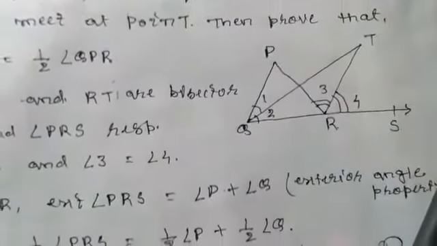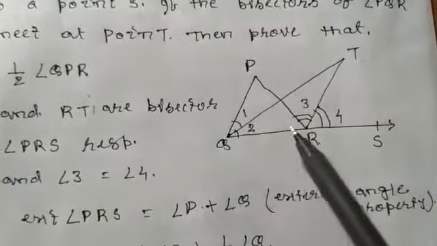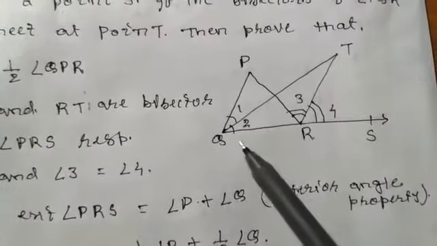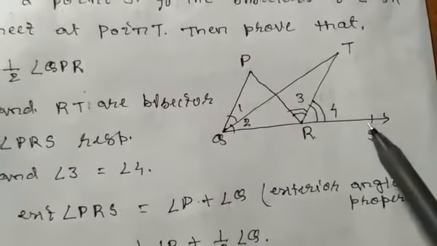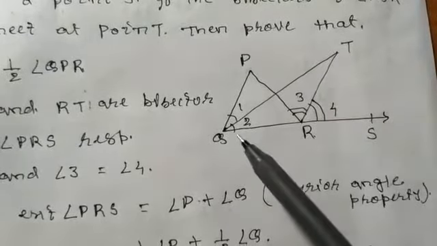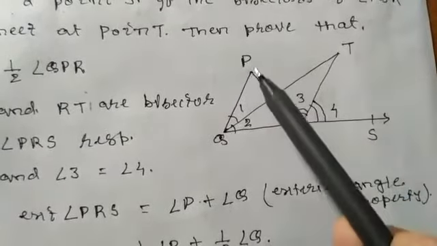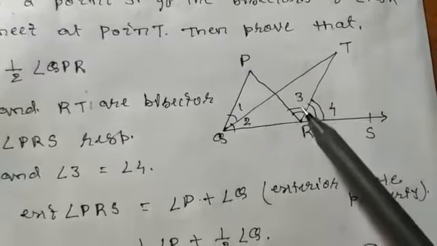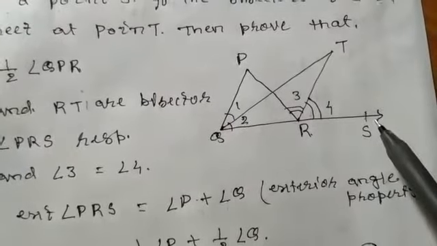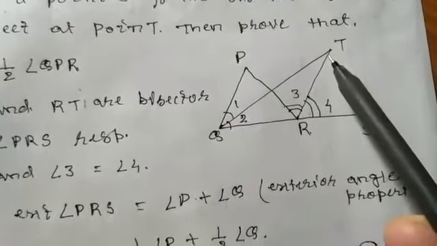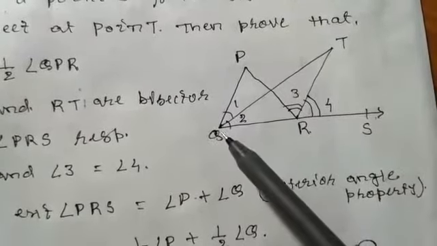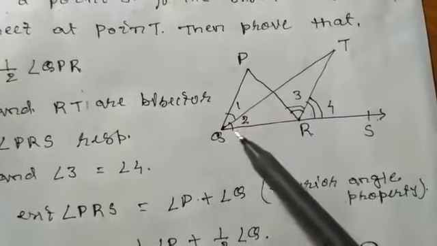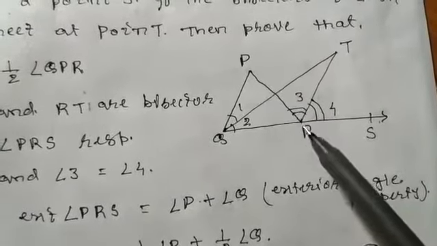So students, let's see the figure. This is the figure. In this figure you can see triangle PQR, whose one side QR is produced to S, and QT is the bisector of angle Q, and RT is the bisector of angle PRS, meeting at point T. Now we have to prove that angle QTR is equal to half of angle QPR.